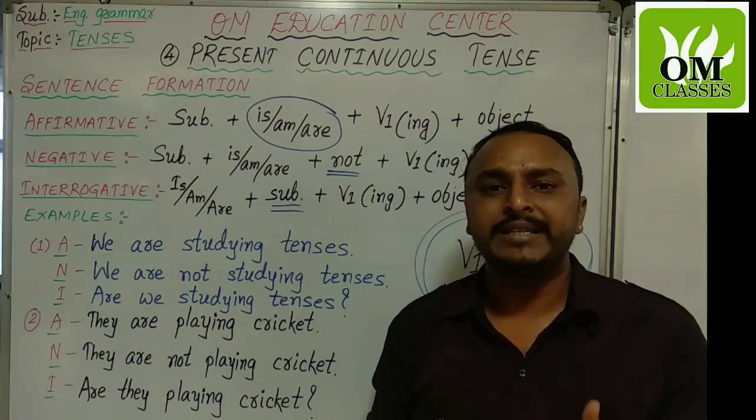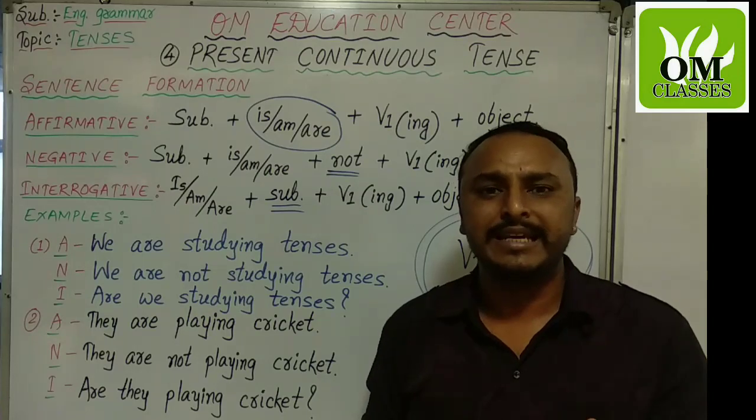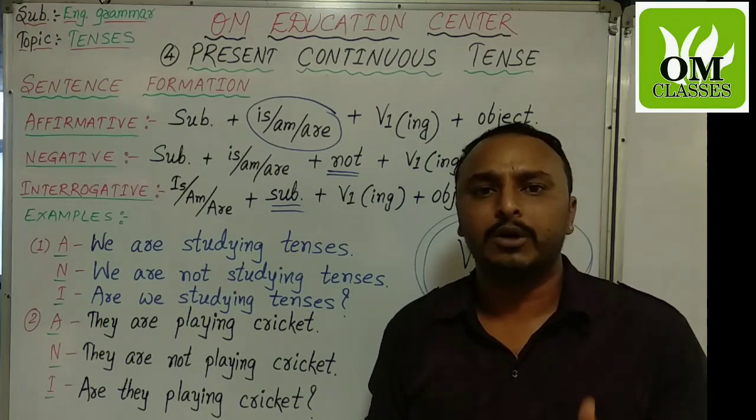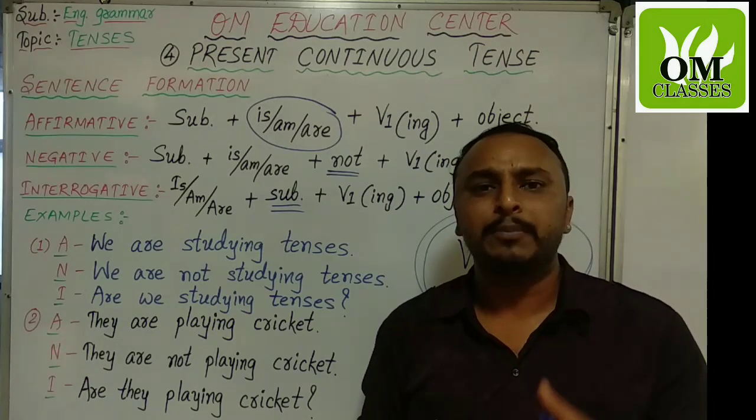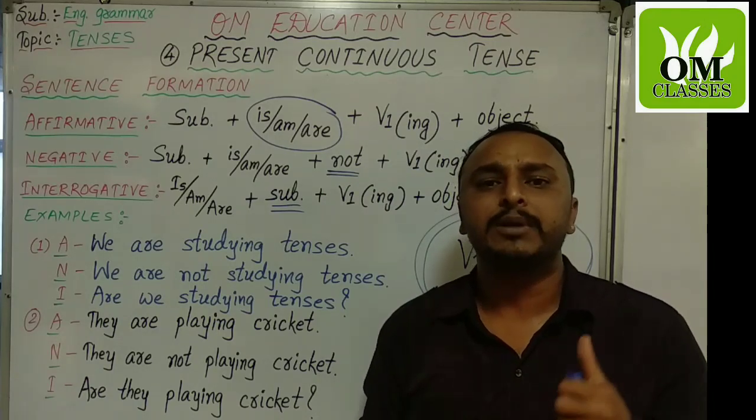For the affirmative sentences, subject plus is, am, are plus V1 ing plus object. For the negative sentences, subject plus is, am, are plus not plus V1 ing plus object.